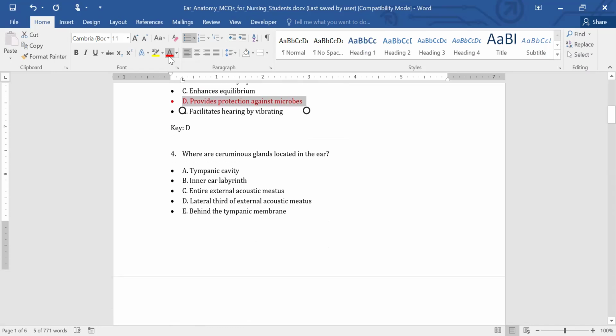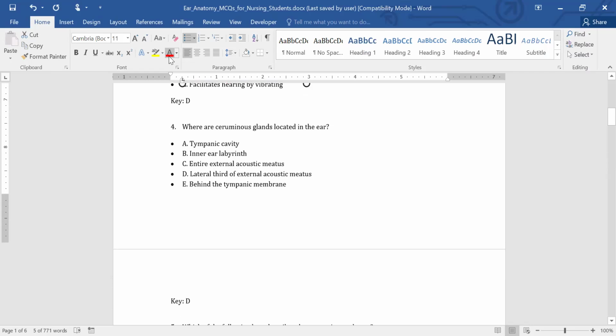Where are ceruminous glands located in the ear? They are located in the lateral third of the external acoustic meatus.